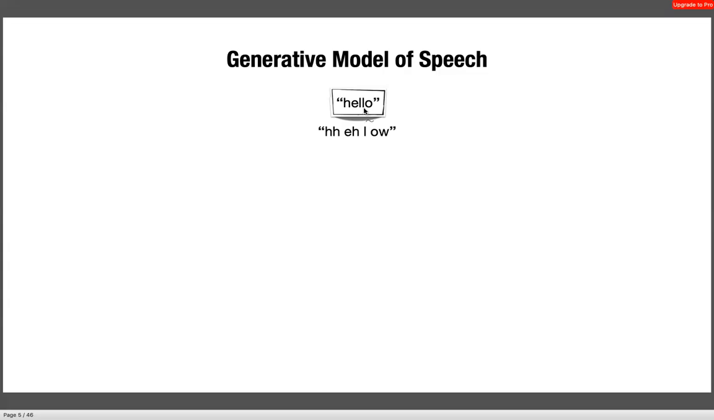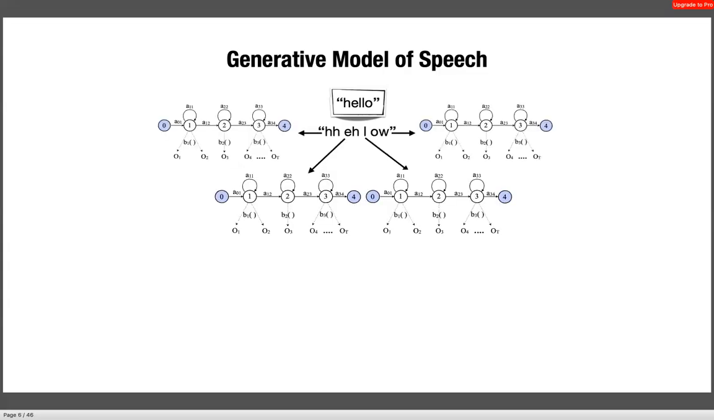Now, corresponding to each phoneme, I can have different hidden Markov models. So this is the HMM corresponding to HH. This is the HMM corresponding to EH. This is the HMM corresponding to the phone L. And this is the HMM corresponding to the phone O. Right, so now I have these 4 HMMs.